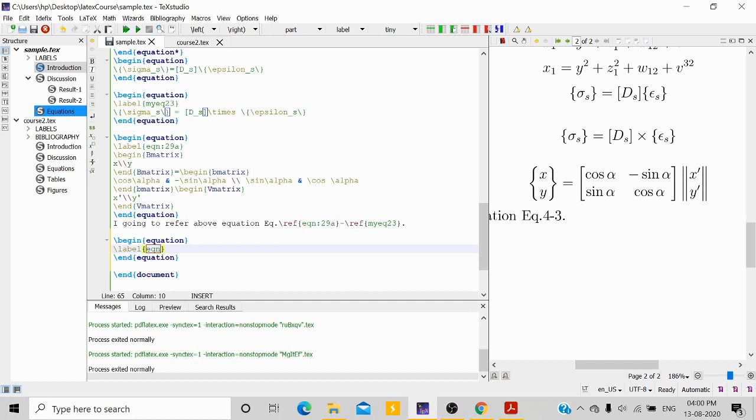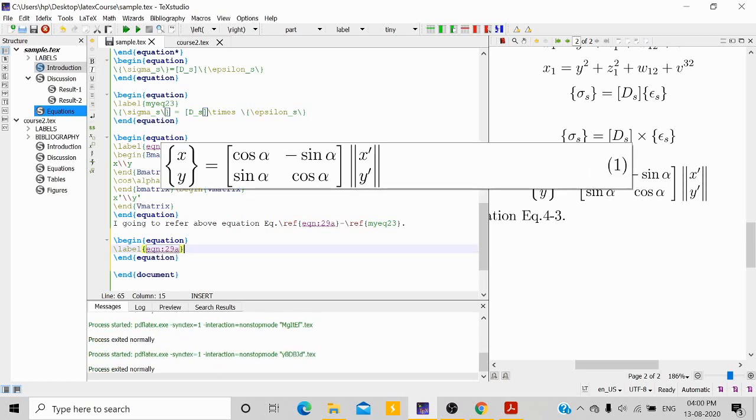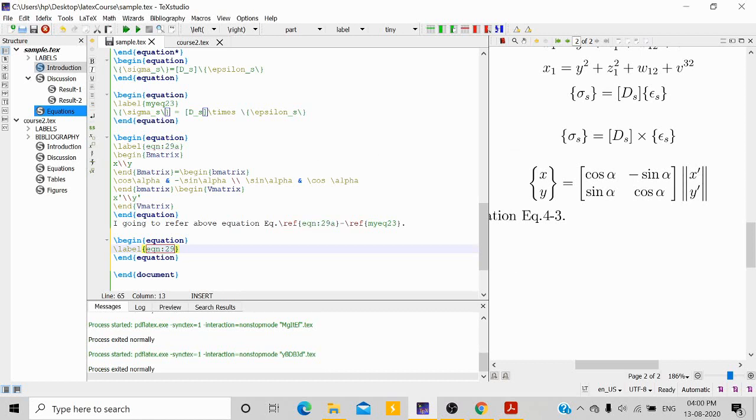Otherwise, if I'm putting the same value as EQN 29A, you see, it is coming in purple color, okay, because this is matching. You cannot put the same label in two equations. Okay, so let me change it to 29B. See, now it became green color, so it is acceptable. So here I want these curly braces X and Y.